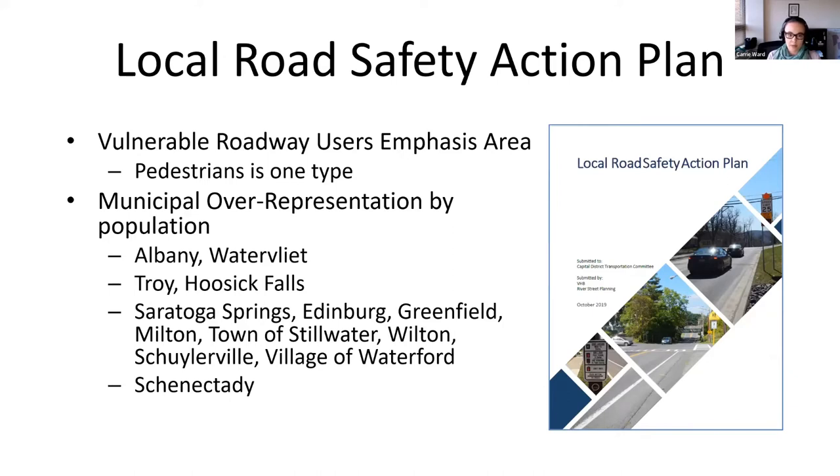But I think one of the interesting points in it for this presentation is the municipal overrepresentation by population for just pedestrian crashes. So by county, in Albany County, the city of Albany and Watervliet are overrepresented by their population within the county. In Rensselaer County, Troy and Hoosick Falls; in Saratoga County, Saratoga Springs, Edinburg, Greenfield, Milton, the town of Stillwater, Wilton, Schuylerville, and the village of Waterford. And in Schenectady County, the city of Schenectady. Next slide.